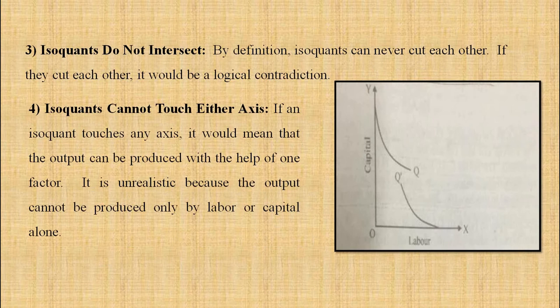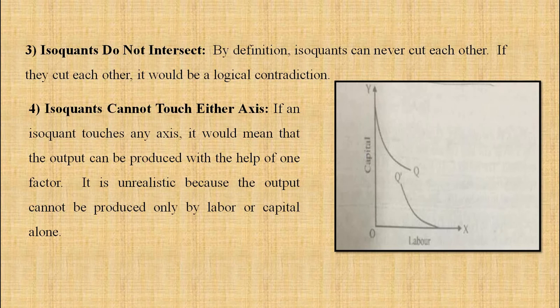Third, isocosts do not intersect. By definition, isocosts can never cut each other. If they cut each other, it would be a logical contradiction, because if both the curves are intersecting each other, then there will be equilibrium, and that does not happen.